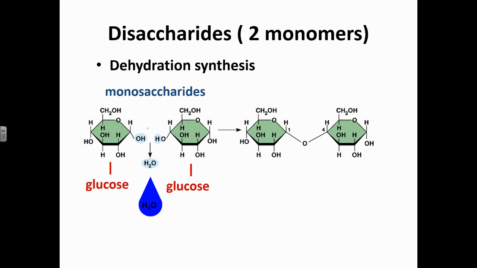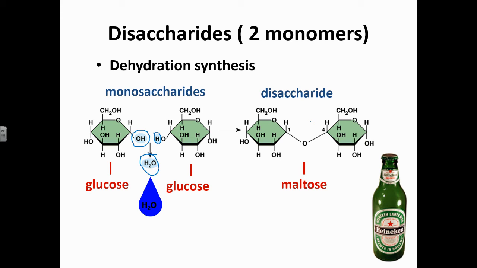We're going to take out an OH from this molecule here, an H from this molecule here, and we're going to take out water. And so there's that. We're dehydrating the molecule by removing a water molecule. And then in turn, here we're going to have a disaccharide called maltose, and this is a sugar that's found in alcoholic beverages.